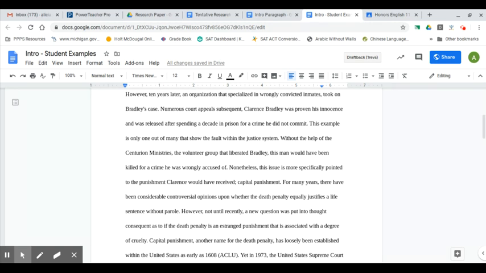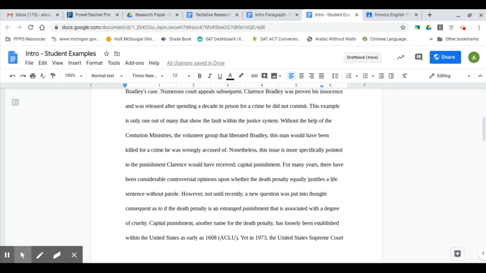Nonetheless, this issue is more specifically pointed to the punishment Clarence would have received, capital punishment. For many years, there have been considerable controversial opinions upon whether the death penalty equally justifies a life sentence without parole. However, not until recently a new question was put into thought, consequent as to if the death penalty is an estranged punishment that is associated with a degree of cruelty.